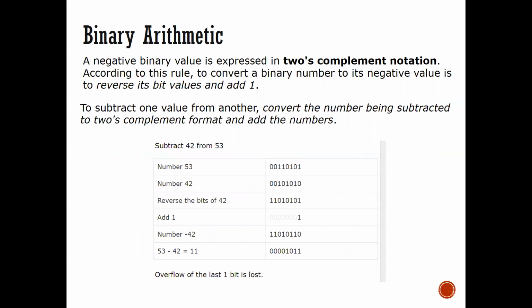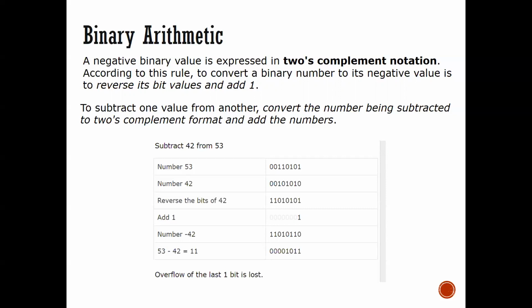Okay, here we can see two's complement notation. To subtract one value from another, convert the number being subtracted to two's complement format and add the numbers. For example, number 53: our binary is 00110101. For number 42, 00101010.